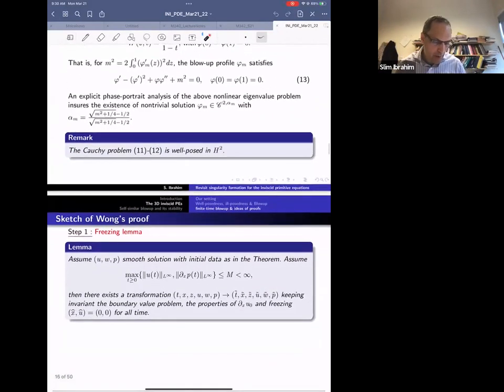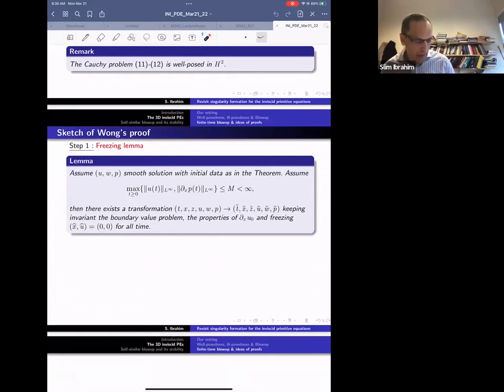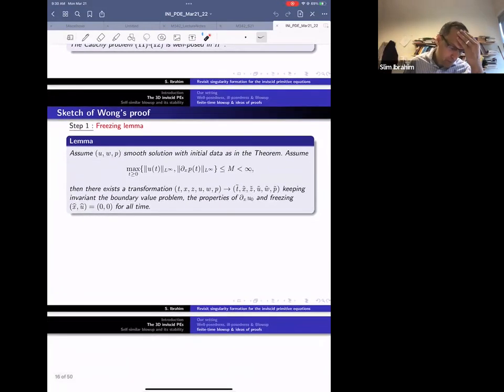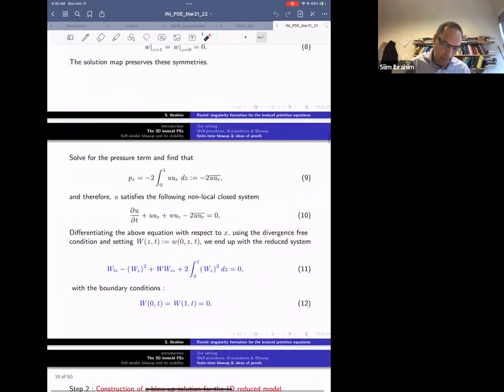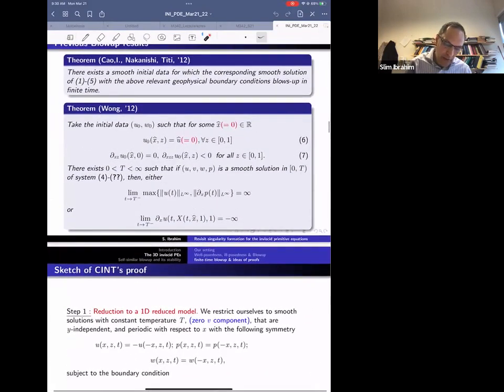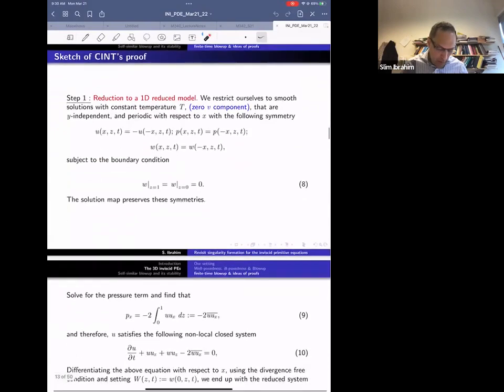So that was our proof, and let me sketch Wong's proof here. Wong's proof assumes that the gradient of the pressure, which is basically the acceleration, and the L infinity norm of the solution don't blow up. So you do have a bound. Then you can use Galilean invariance to centralize this, to set x dot to 0 and this value of u hat to be 0. You can assume them 0 indeed. So that's what he called the freezing lemma.